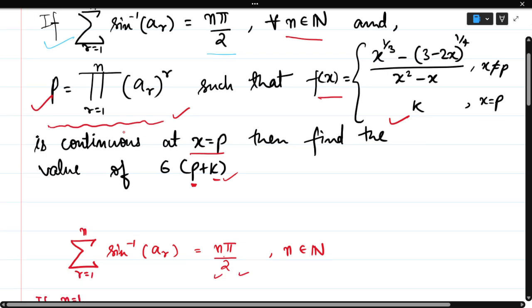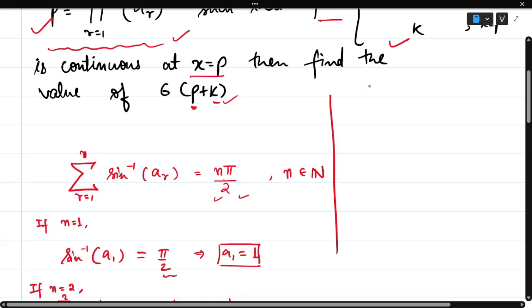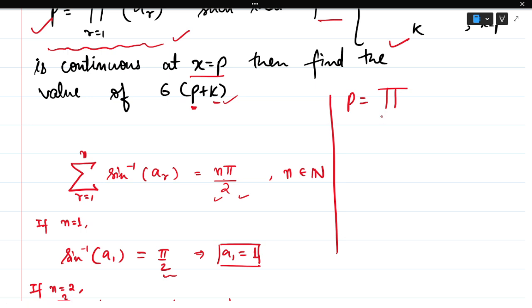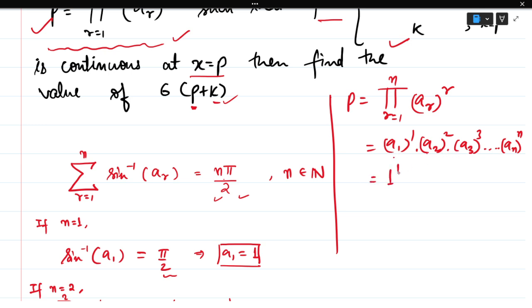Now p is a continued product. Now if we observe, p is the product over r equal to 1 to n of a_r whole to the power r. Now put r equal to 1, we get a1 to the power 1. If we put r equal to 2, we get a2 squared. If we put r equal to 3, we get a3 whole to the power 3, and so on up to a_n whole to the power n. Since we know that a1, a2, a3 and all of these are equal to 1, 1 to the power 1, 1 to the power 2, and so on up to 1 to the power anything, the product comes out as 1. Therefore, we obtain that the value of p is 1.